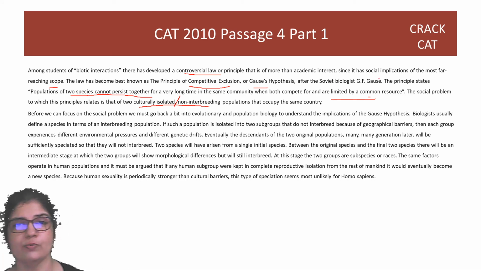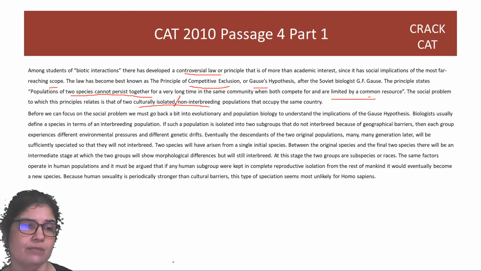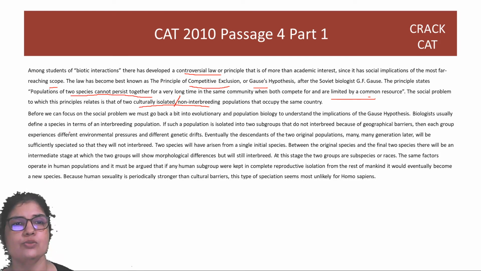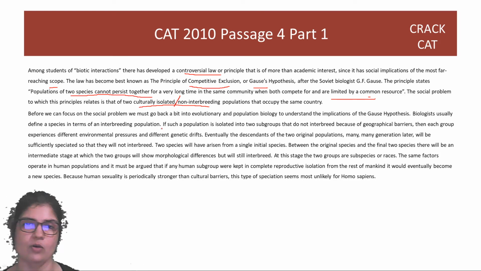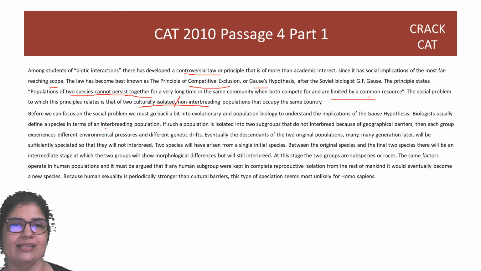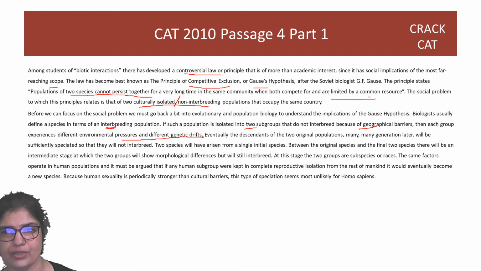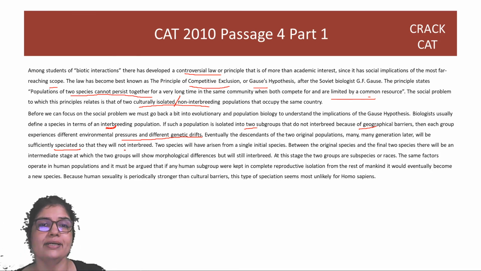Before we focus on the social problem, we must go back into evolutionary and population biology to understand the implications. Biologists usually define a species in terms of an interbreeding population. Interbreeding means that they marry within each other and give birth to children. So they breed. If such a population is isolated into two subgroups because of geographical barriers, वो अलग हो जाते हैं, then each group experiences different environmental pressures and different genetic drifts. तो ये आगे जाके they will become sufficiently speciated, sufficiently different, so that they will not interbreed.